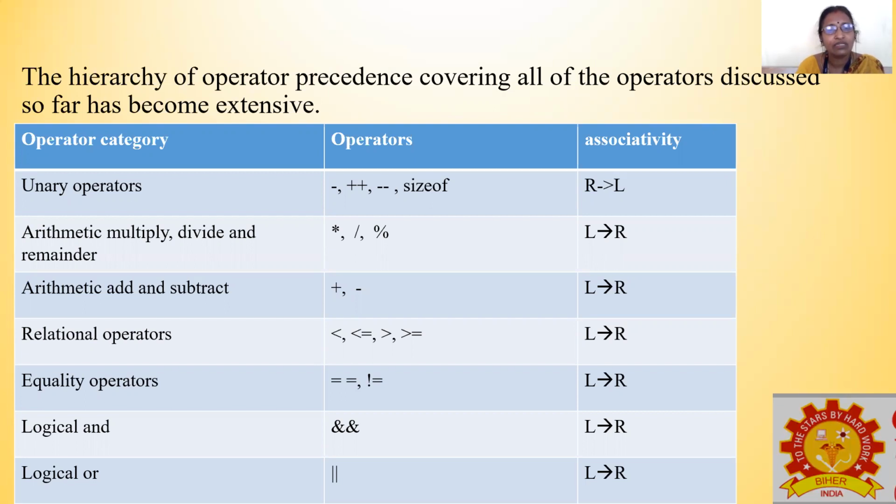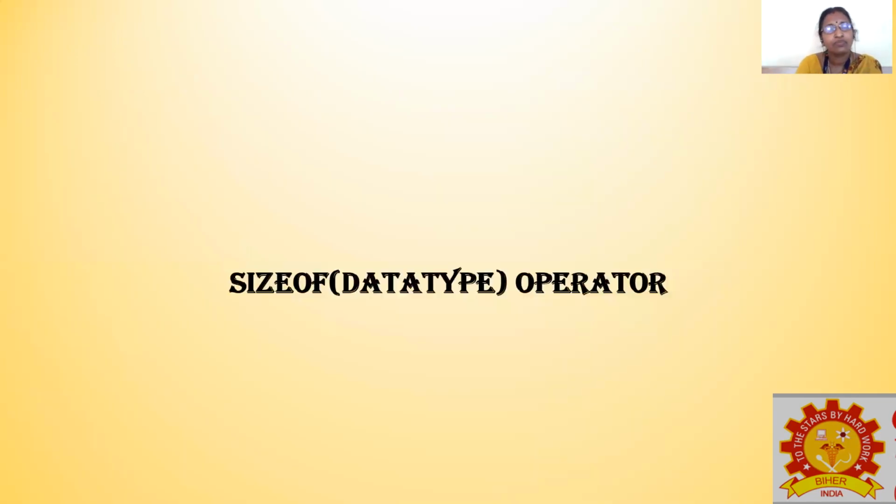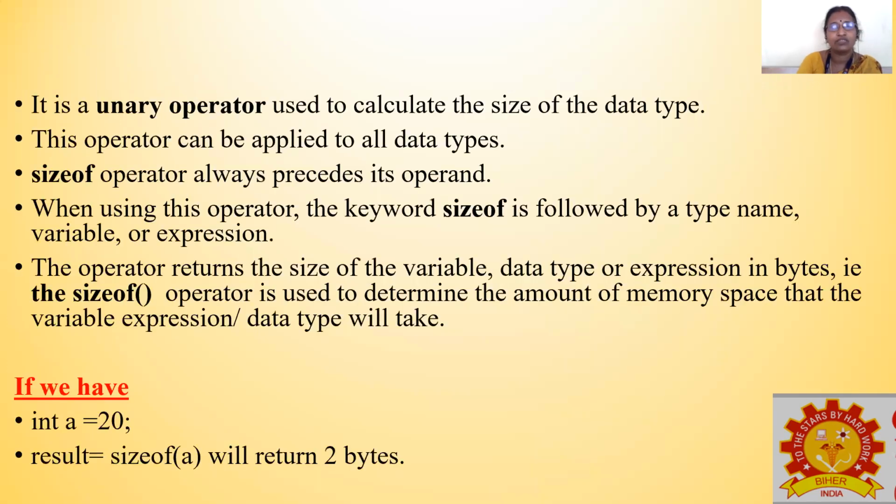Relational operators less than, less than or equal to, greater than, greater than or equal to: if present in one statement, the expression should be calculated from left to right. Equality operators, equal and not equal: if present in one expression, calculate from left to right. Logical AND, the two ampersand symbols: if more than one logical AND is present in one statement, you compute the expression from left to right. Similarly for logical OR.